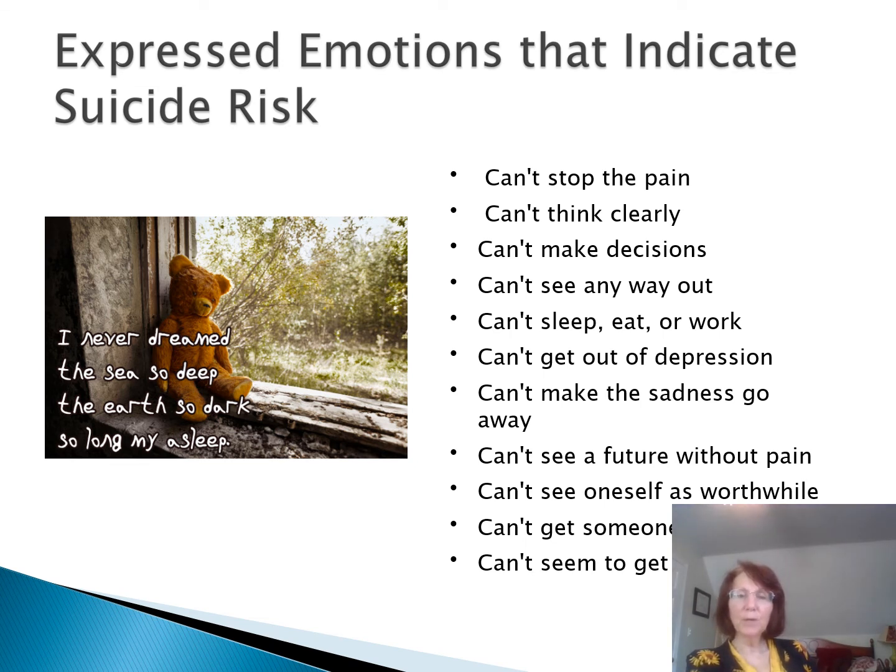There are some expressed emotions that indicate suicide risk. I can't stop the pain. I can't think clearly. I can't make decisions. I can't see a way out. I can't sleep, eat, or work. I can't get out of depression. I can't make the sadness go away. I can't see a future without pain. I can't see life as being worthwhile. I can't get someone to help me. I can't seem to get out of this depression.